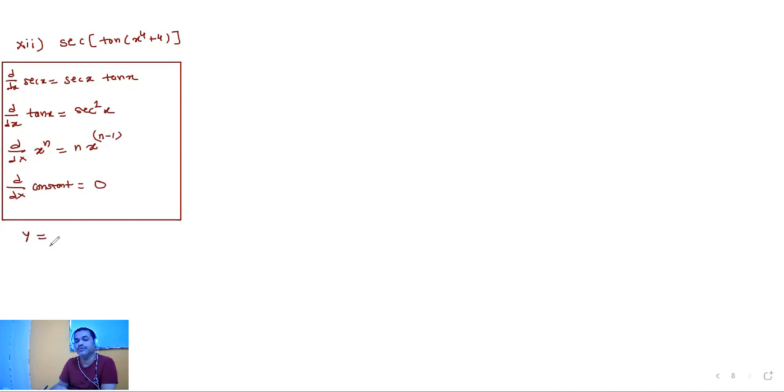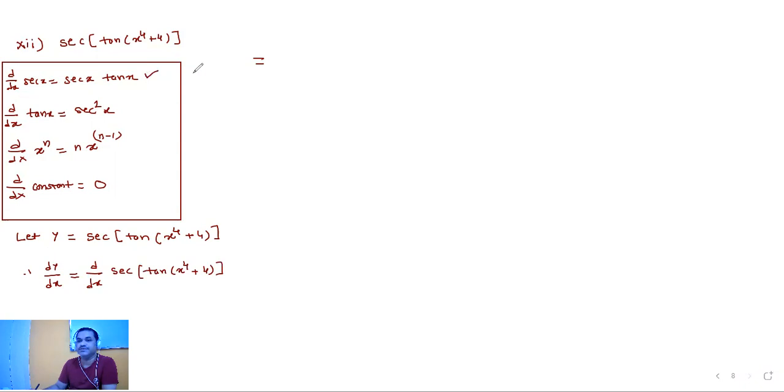Let y is equal to sec of tan of x raised to 4 plus 4, and therefore we will find dy by dx. So dy by dx is equal to d by dx of sec of tan x raised to 4 plus 4. Now that is equal to, the derivative of sec x is sec x tan x.